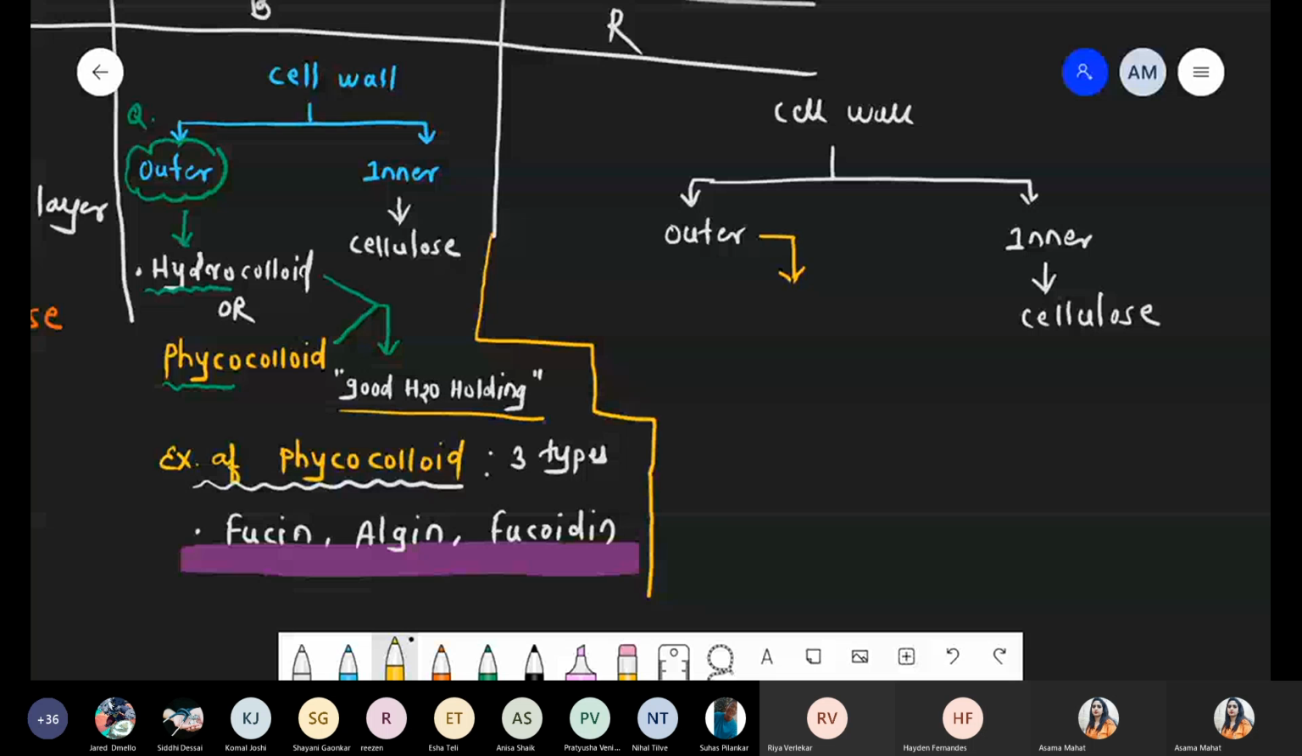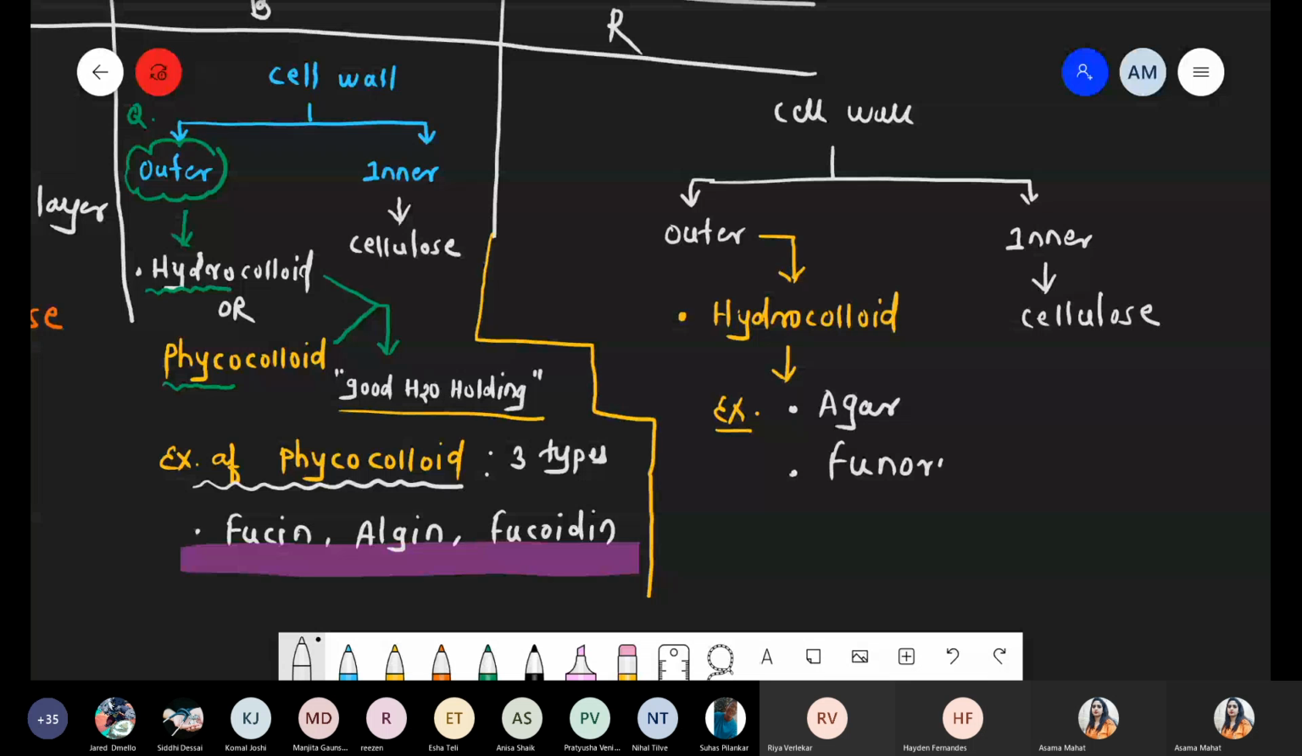Number one, a hydrocolloid material which has good water holding capacity, that is agar. Agar, you know very well. A favorite question. Another example, we are talking about phenolic. Again, these are examples of hydrocolloid material which has good water holding capacity. And the third example is carrageenan. So I am repeating this point again.